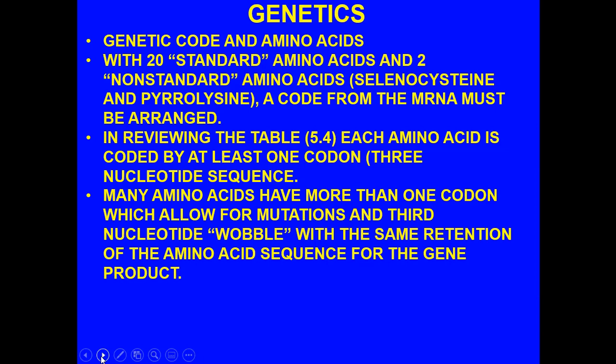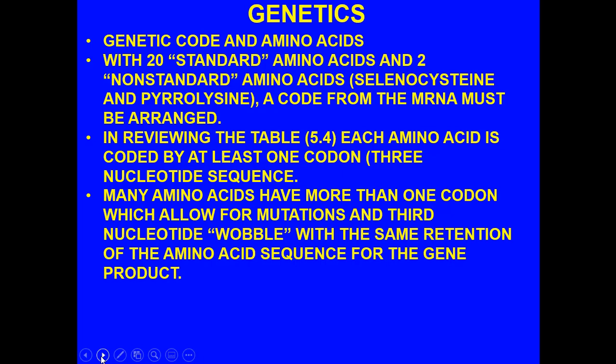Now, the genetic code and amino acids. There are 20 standard amino acids and 2 non-standard amino acids. Selenocysteine and pyrrolysine are what they refer to as the 2 non-standard. These are all coded from the messenger RNA, and they must be arranged properly. In reviewing the table that you'll see, 5.4, each amino acid is coded by at least 1 codon.